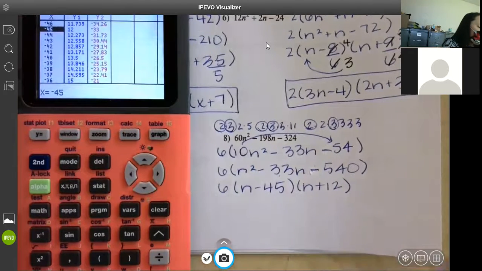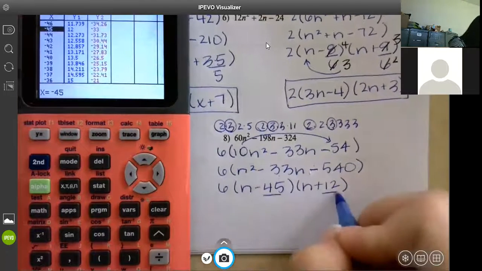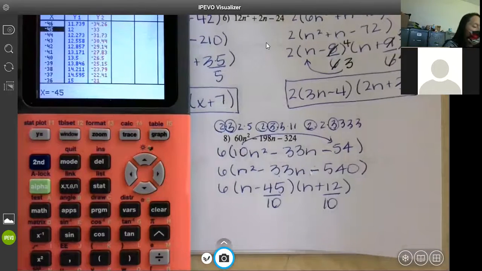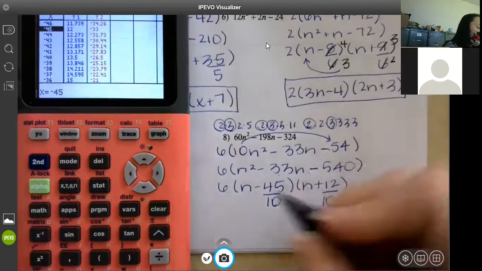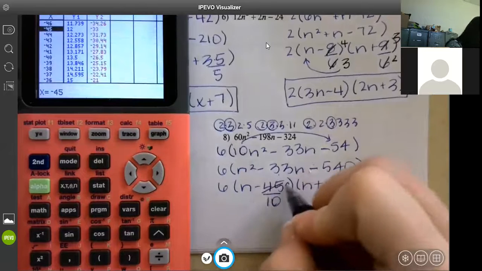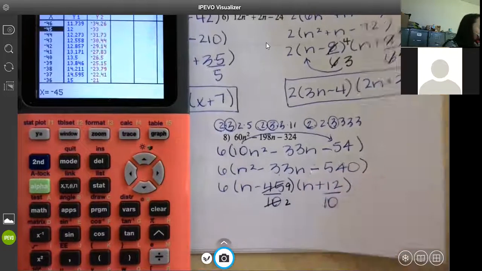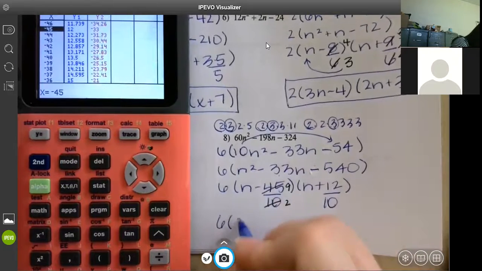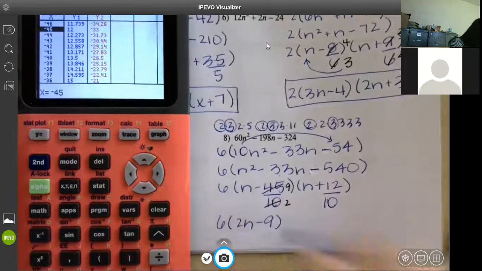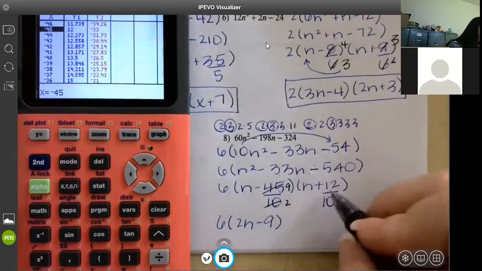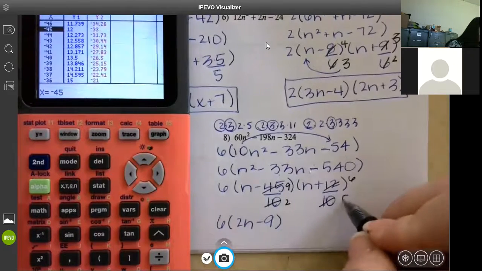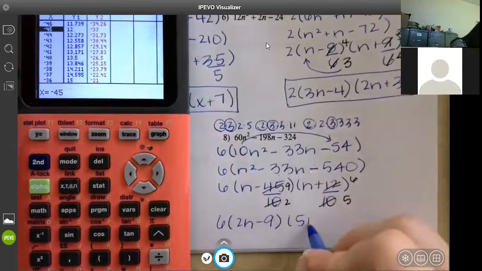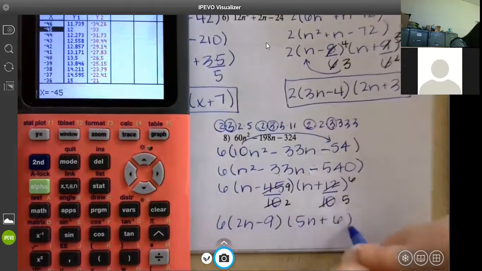All right, so we got negative 45 and 12. Remember, I have to do the divide part, so I'm dividing by 10. And this one is like the one above it, where 45 over 10 will definitely reduce by 5. So that'll give you 9 and 2. So we bring the 2 up. And then 12 and 10 also reduces by 2, which is 6 and 5. And we bring the 5 up, 5n plus 6.